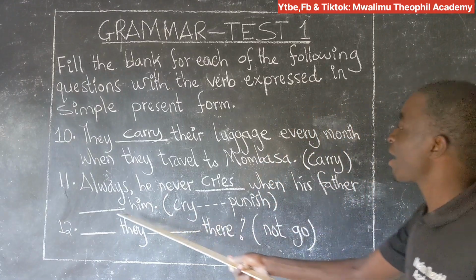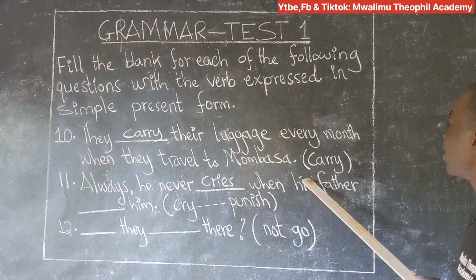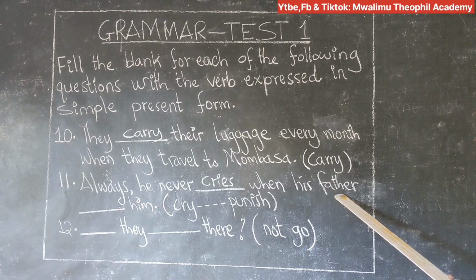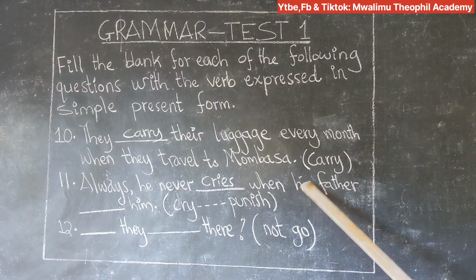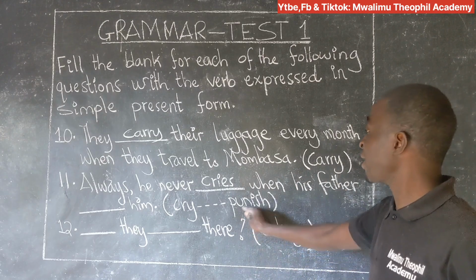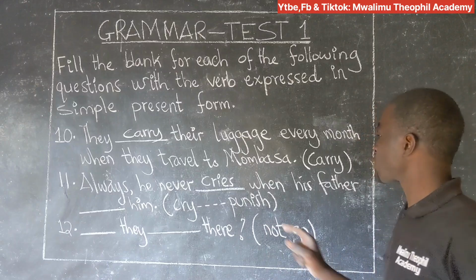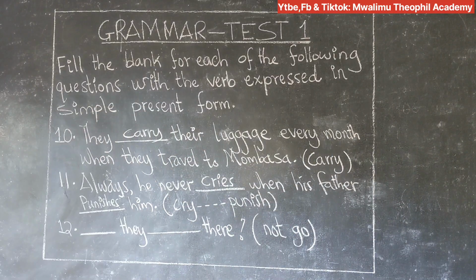When his father dash him. A verb to punish in simple present form: here we are dealing with the father, as the subject before this dash is his father. Father is a single person. So punish becomes punishes. So we add es. And the whole sentence is read as always he never cries when his father punishes him. So we are through with question number 11.